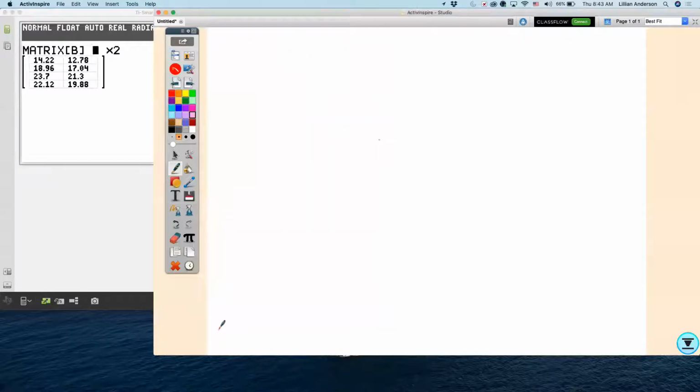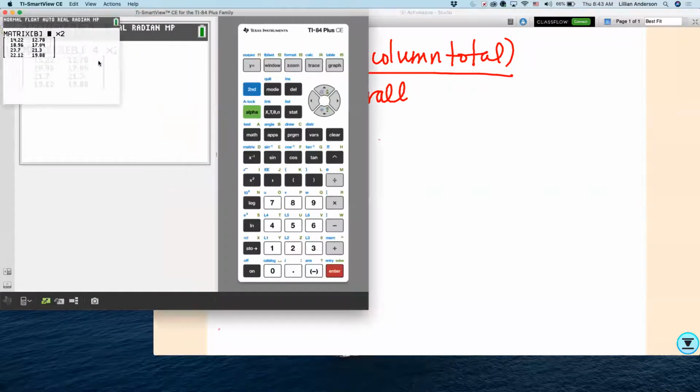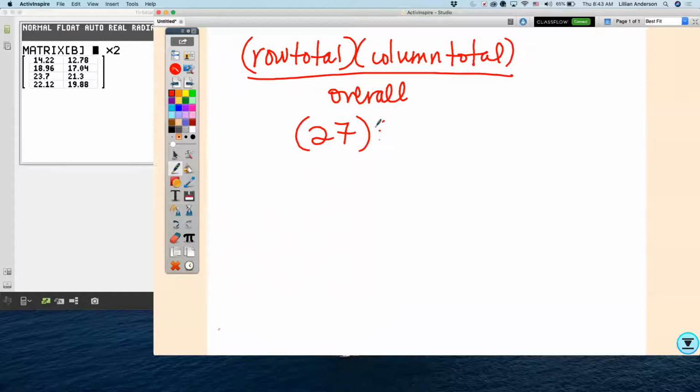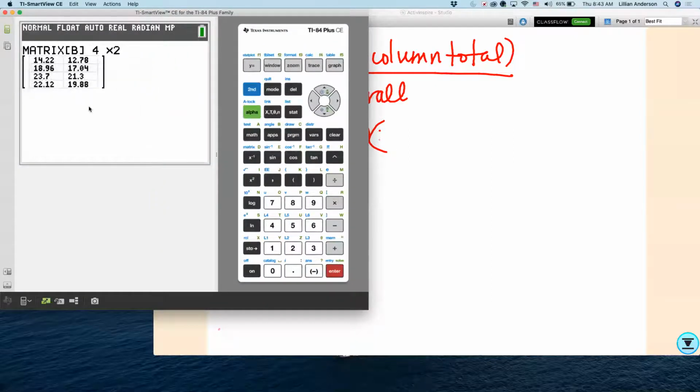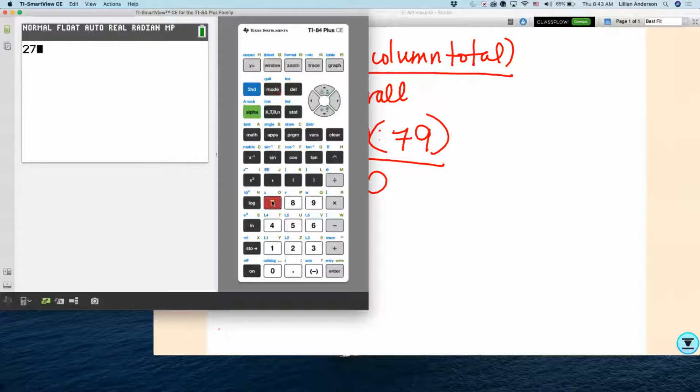Remember, to show an expected value, you need to take the row total, multiply that by the column total, and then divide by the overall total, to actually show that the expected value is 12.8 to 3 significant figures. What was the row total for that very first row? 27. Then it'd be 27. What was the column total for that second column? 79. And what's the overall total? 150. So real quick, if I do 27 times 79 and divide that by 150, are you sure?